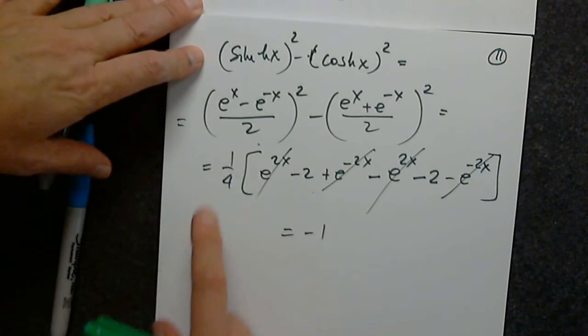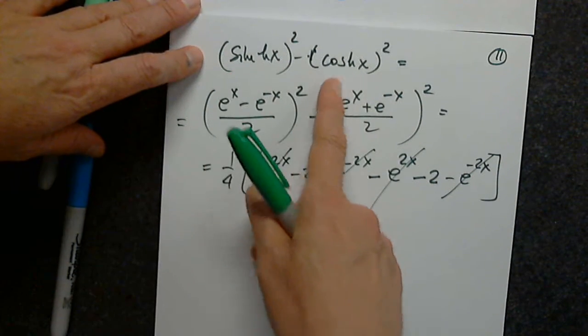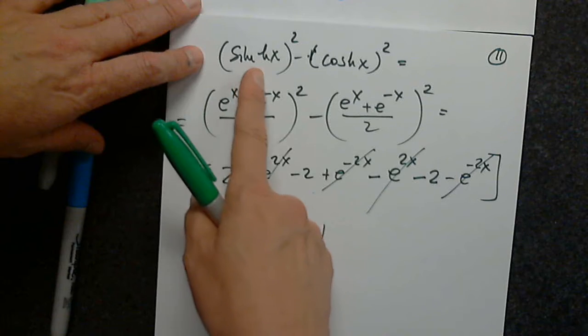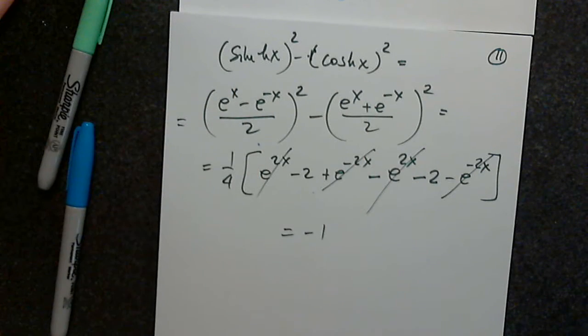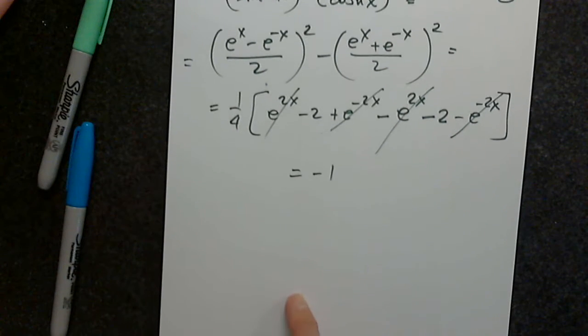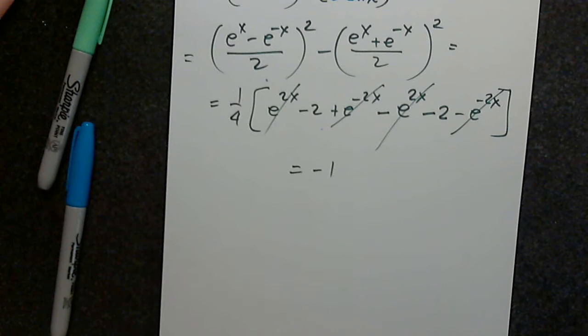So what we know from trig functions is sine squared plus cosine squared equals 1. But here, hyperbolic sine squared minus hyperbolic cosine squared is negative 1. So the sum was not 1, but the difference was negative 1.